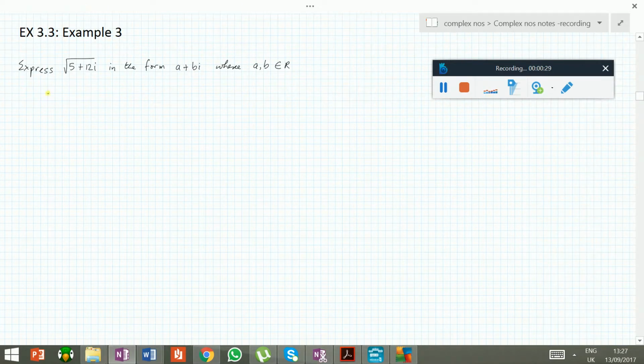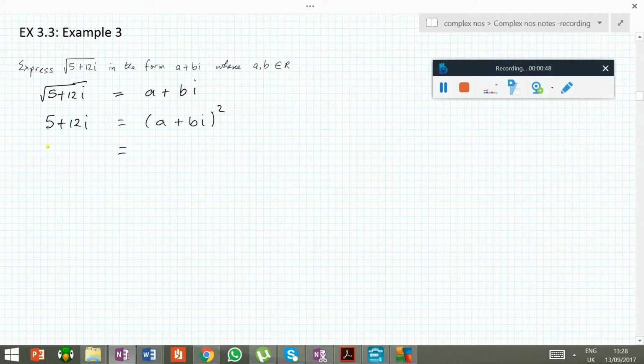Right, so our first step is we're going to say that the square root of 5 plus 12i is equal to a plus bi. Now we're going to square both sides. If I square this side, I get 5 plus 12i, and then I need to square the other side.